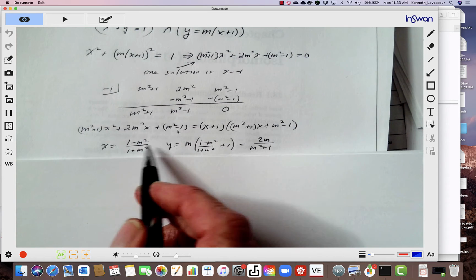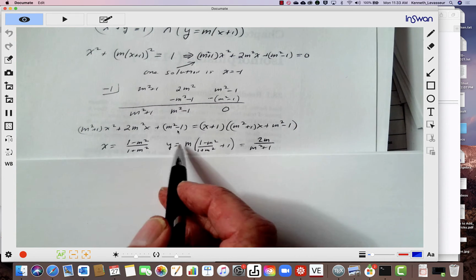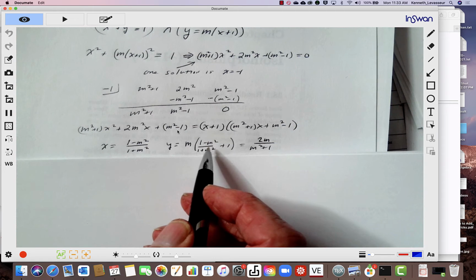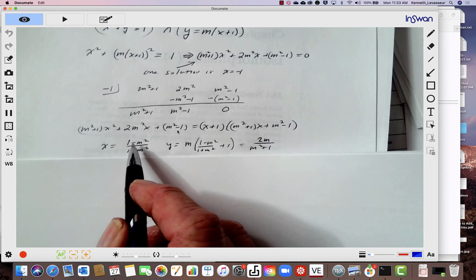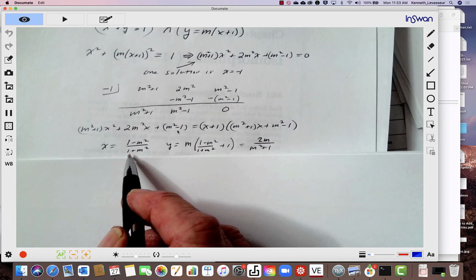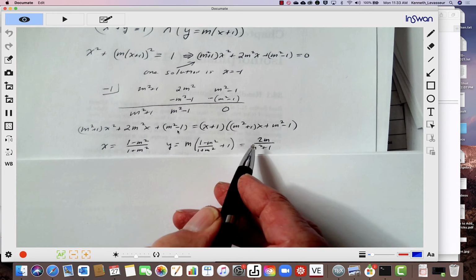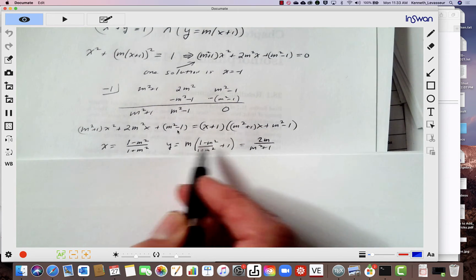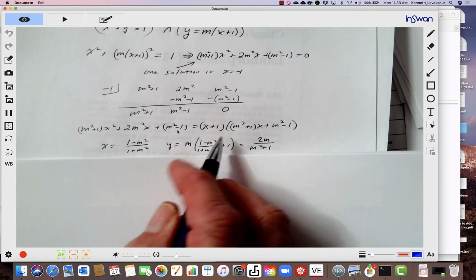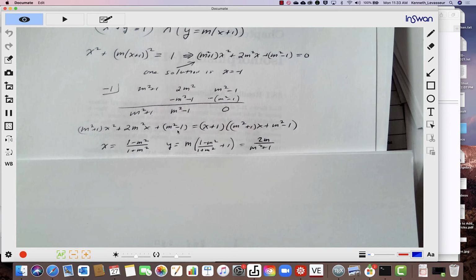And we get this. We can substitute that x value into the formula for y, the line, and it simplifies to this. So x is 1 minus m squared divided by 1 plus m squared. Y is 2m over m squared plus 1, which is 1 plus m squared. So there's the second point of intersection.